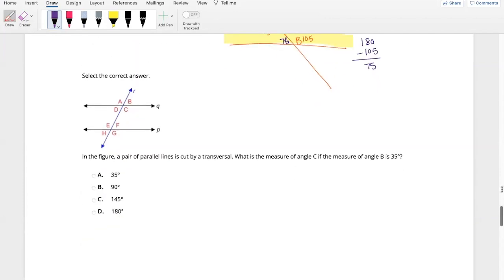All right, let's go ahead and do one more together. This one says we have a pair of parallel lines cut by a transversal. What is C? We want to figure out C, and we know angle B is 35. So up here's 35. B and C together form that straight line. I know together their angles need to add up to 180 degrees. So we can do 180 minus 35. And that's going to leave us with 145.